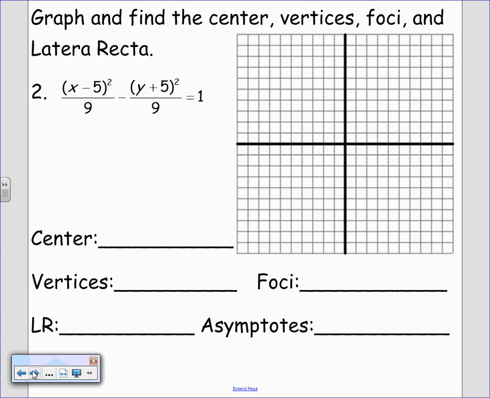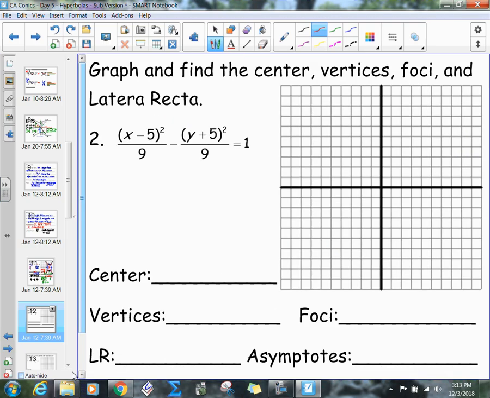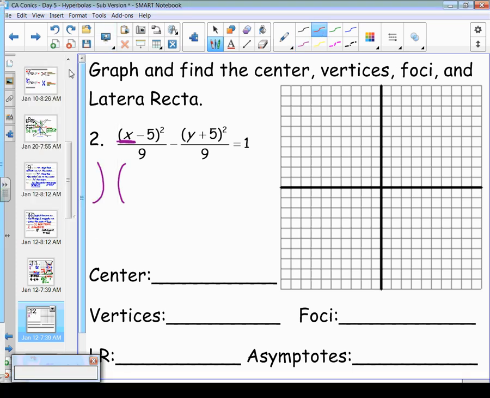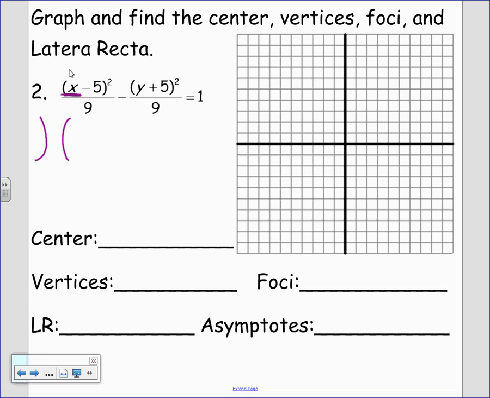Graph 2. Here I go. X is coming first, so it's going to open left to right. All right. And so knowing that, now we can dive into something here. My center is 5, negative 5. So left 5, down 5.